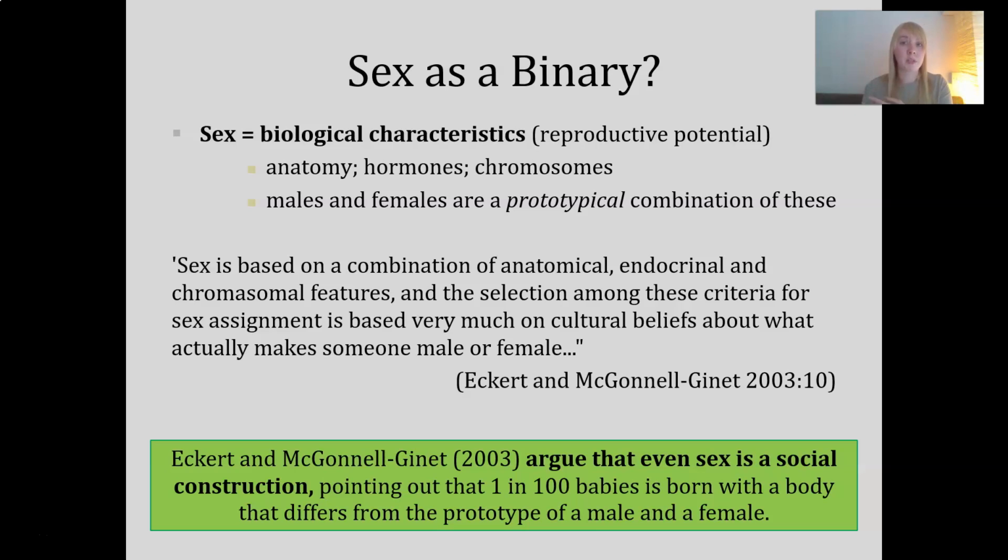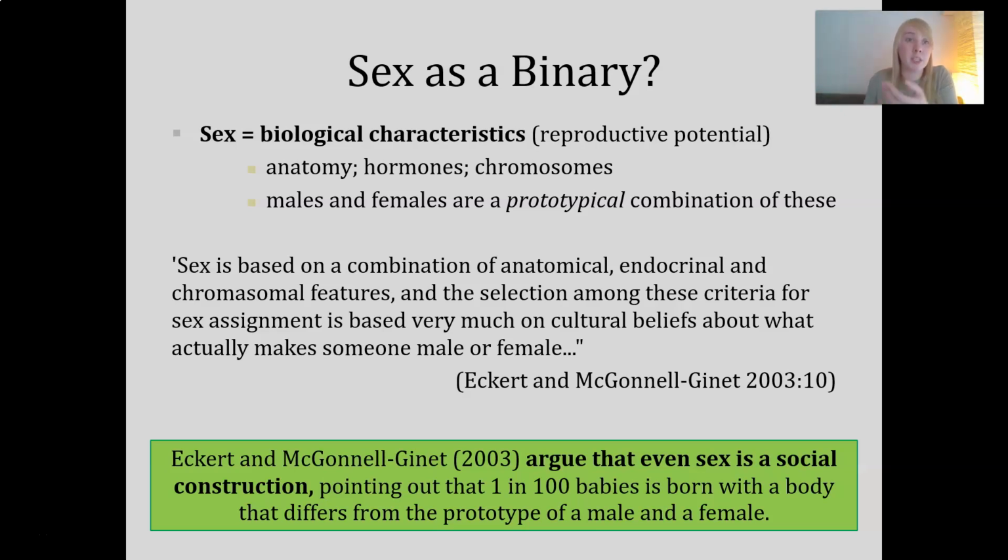We could also think about hormones and chromosomes. And we talk about males and females as being a prototypical combination of these. So normally, if we think about sex as a binary, we might think about someone who is male as having male genitalia, perhaps not having breasts, having XY chromosomes and having a higher representation of testosterone than estrogen as the hormone that characterizes them in their body. Now, this is quite interesting, I think, because there are a lot of assumptions that we make about these things when actually it may be that we go through our entire lives and never know whether this is the case. We just assume that that is.